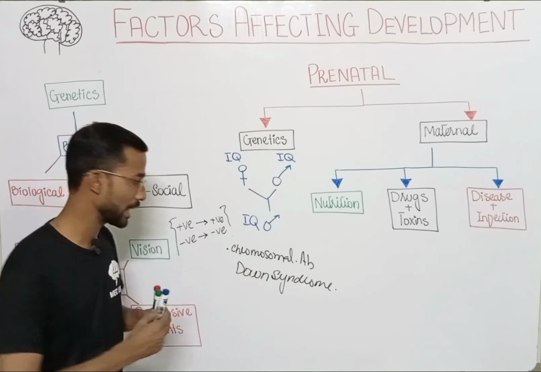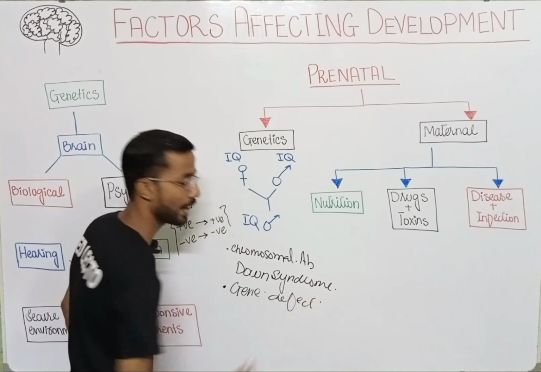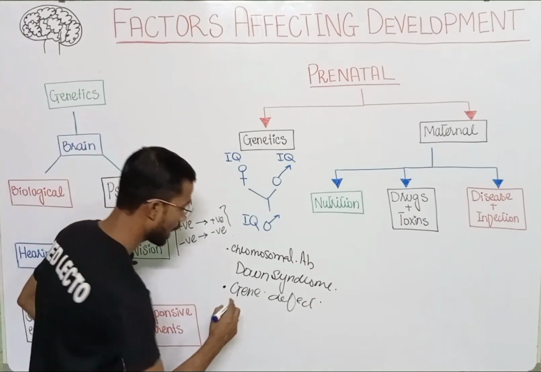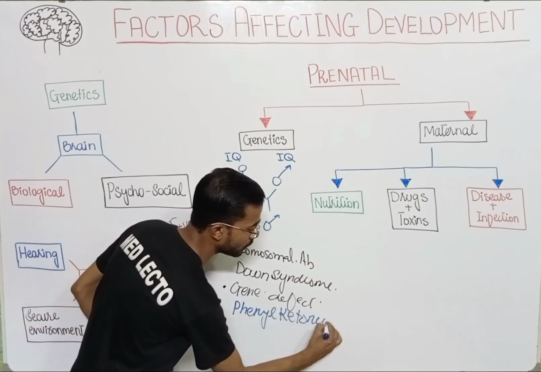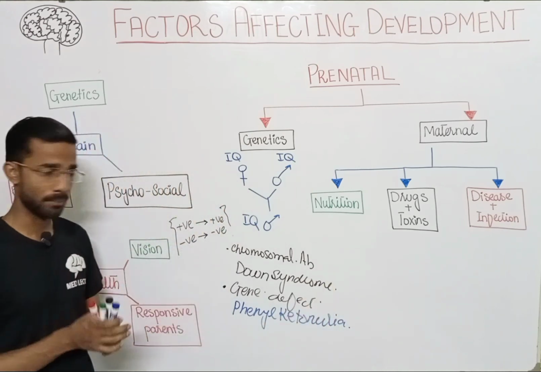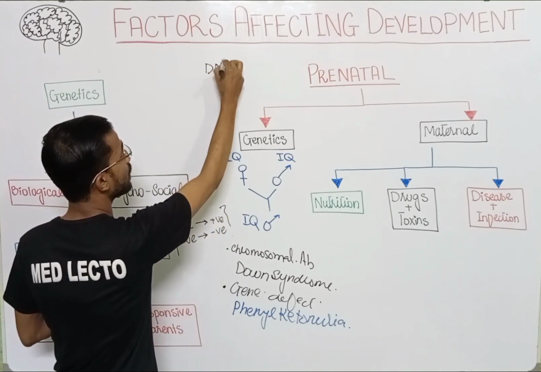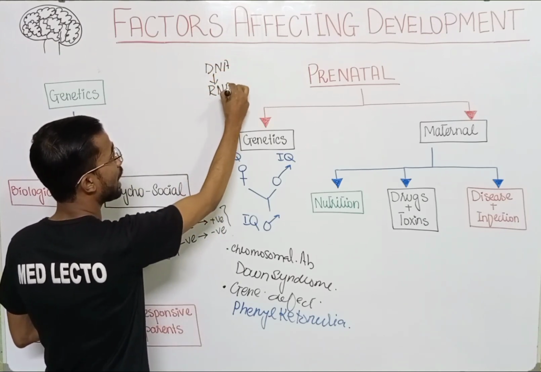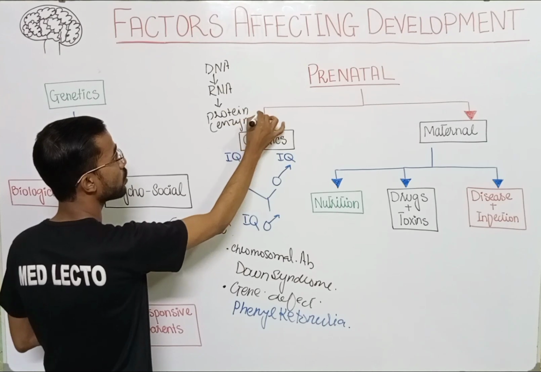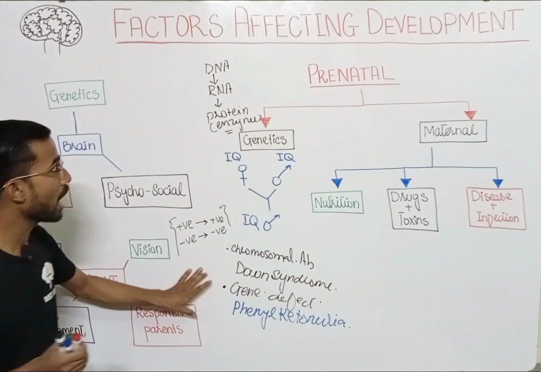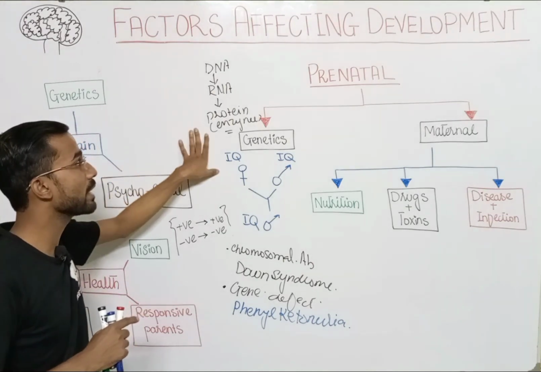And if there is a gene defect, for example phenylketonuria. In phenylketonuria, actually there is a defect in the gene. As we know, the DNA is involved in the production of RNA, and RNA ultimately makes protein. And as you know, enzymes are also protein. In phenylketonuria, you will see there is an enzyme deficiency because there is a defect in the gene, and ultimately there is no enzyme.